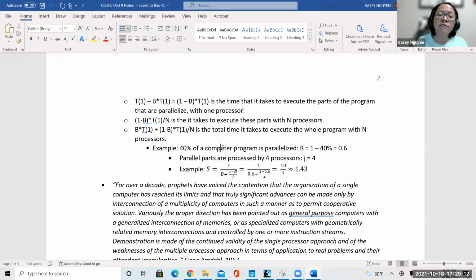So if I have, let's say, 10 functions, just to make it easy for the example, and 40% of my program is parallelized, that means that we would look at 4 of the functions that would be parallelized, and the other 6 functions are just sequential. All right. So that's how we're able to get down to the percentage that will be parallel.